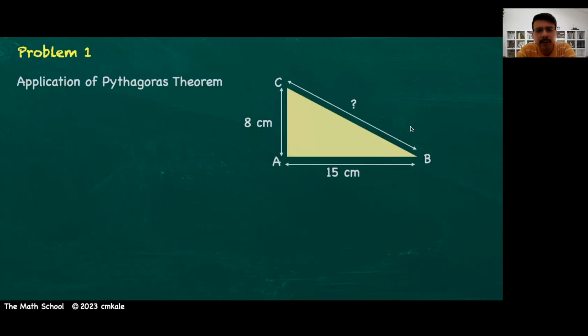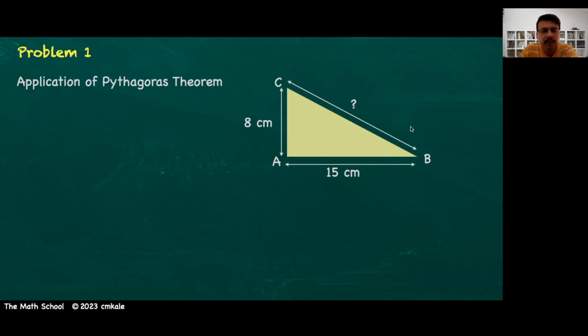So here we look at the application of Pythagoras theorem and how squares and square roots are involved in the calculation in Pythagoras theorem. If you know the Pythagoras theorem, it states that in a right angle triangle, the square of the hypotenuse is equal to the sum of the squares of the perpendicular and the base. In this example, we have a right angle triangle ABC, where the perpendicular is 8 centimeters and the base is 15 centimeters, and we need to find the hypotenuse.